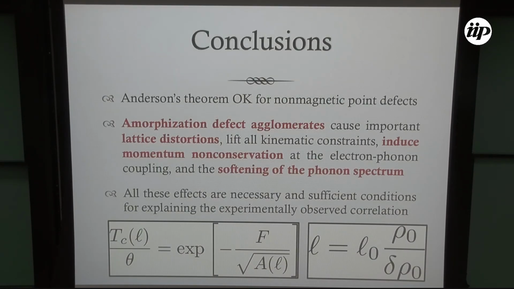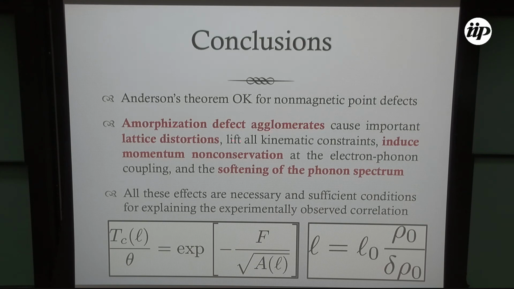So to conclude, if we are talking about non-magnetic point defects, isolated point defects, we can introduce these, and Tc should not change, A doesn't change, or the other temperature dependence of the resistivity doesn't change. And this is guaranteed by Anderson's theorem.